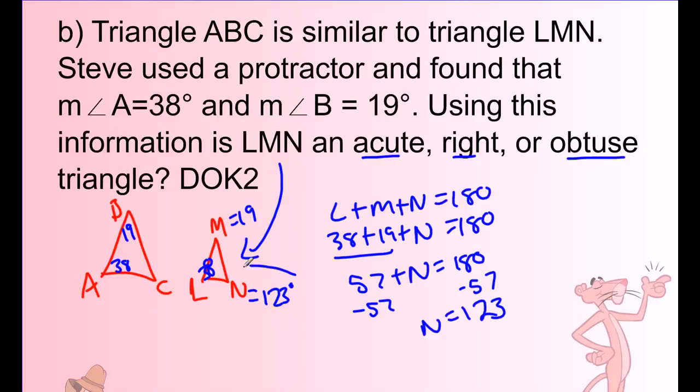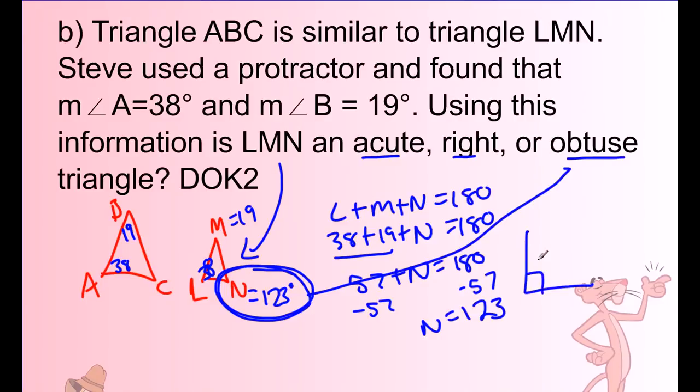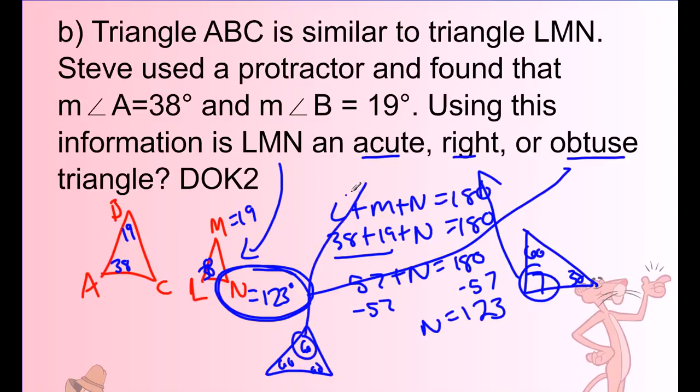You look at the biggest angle of the triangle. If the biggest angle is obtuse, it's an obtuse triangle. If the biggest angle is a right angle, a 90, then it would be a right triangle. If the biggest angle of a triangle is acute, if they're all like 60, then it would be acute. But in this problem, LMN is obtuse.